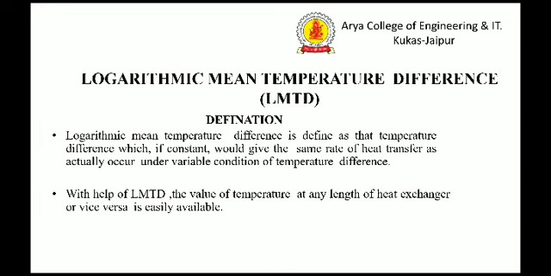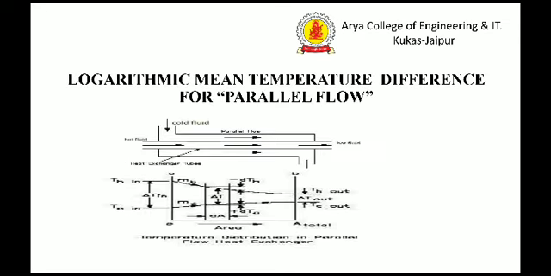LMTD is defined as the temperature difference which, if constant, would give the same rate of heat transfer as actually occurs under variable condition of temperature difference. With the help of LMTD, the value of temperature at any length of heat exchanger or vice versa is easily available.